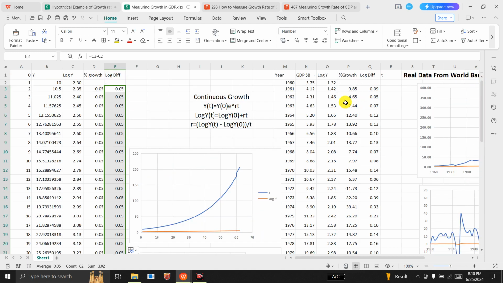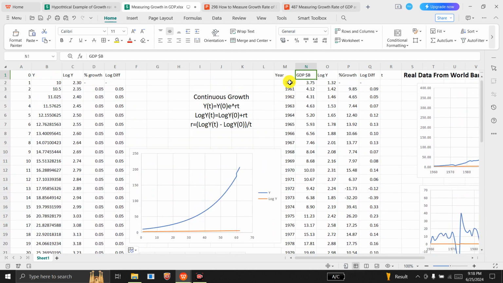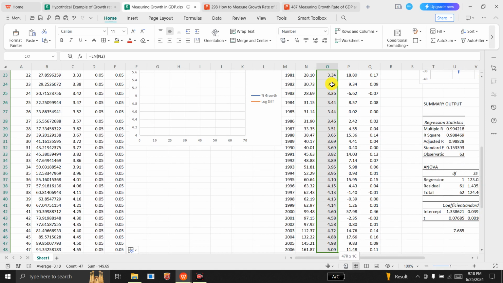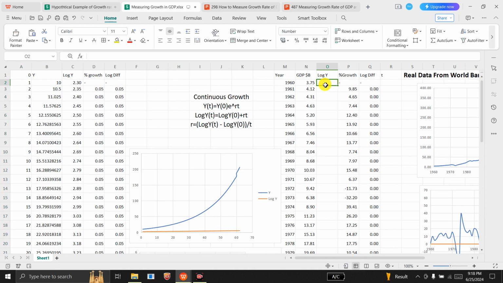Now let me share with you, this is the actual data that I have downloaded from the database of World Bank. This is real data, and this data is from 1960 up to 2022 probably, and this is the actual data in US billion dollars that I have calculated from the World Bank, and then I have converted this data into log form. I can do this once more for you. So let me do it for you again.